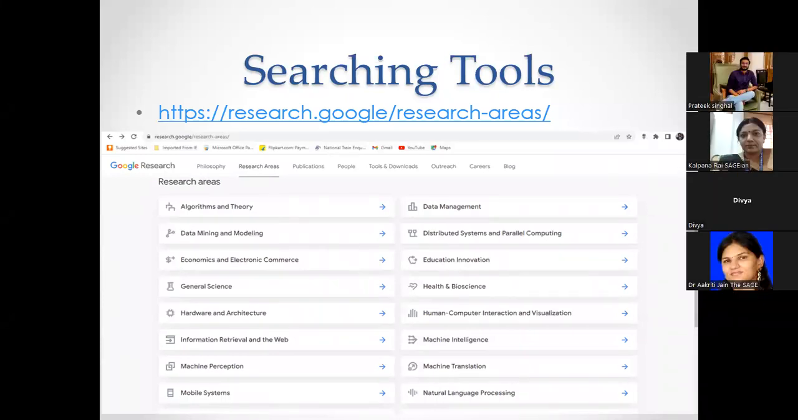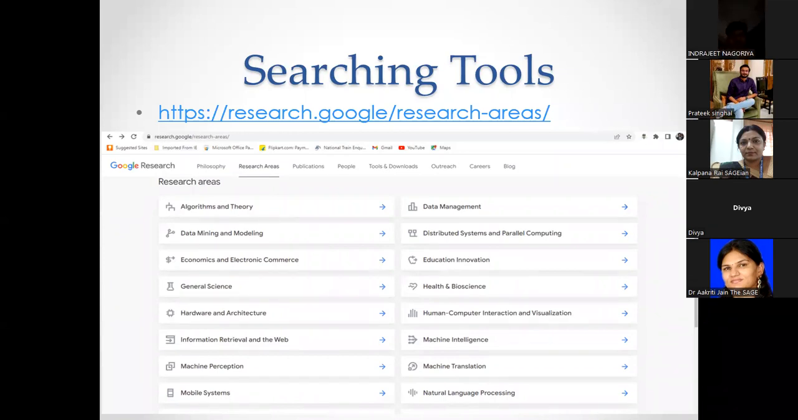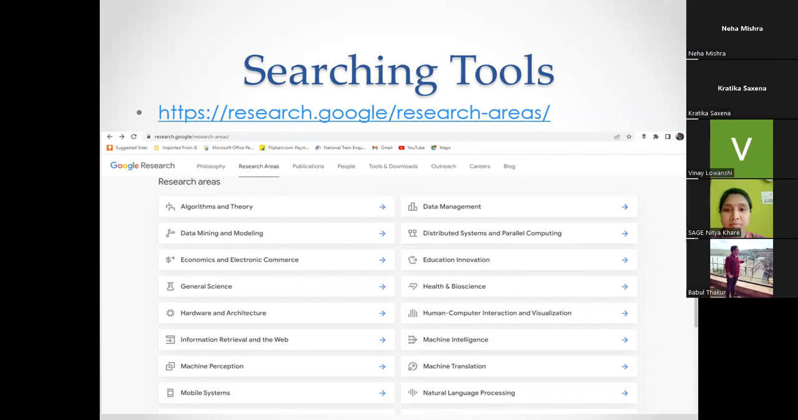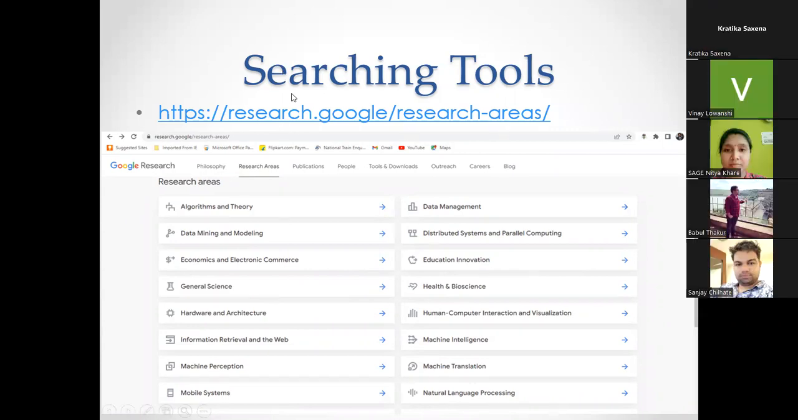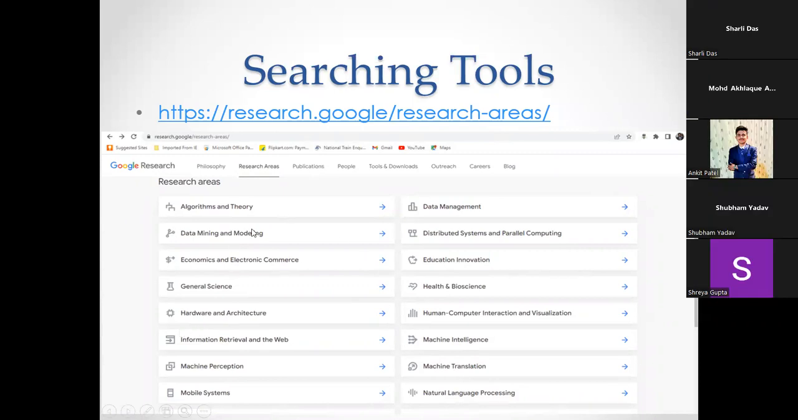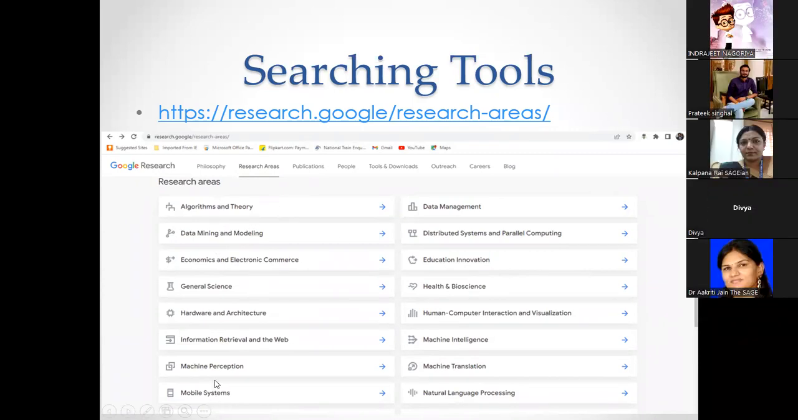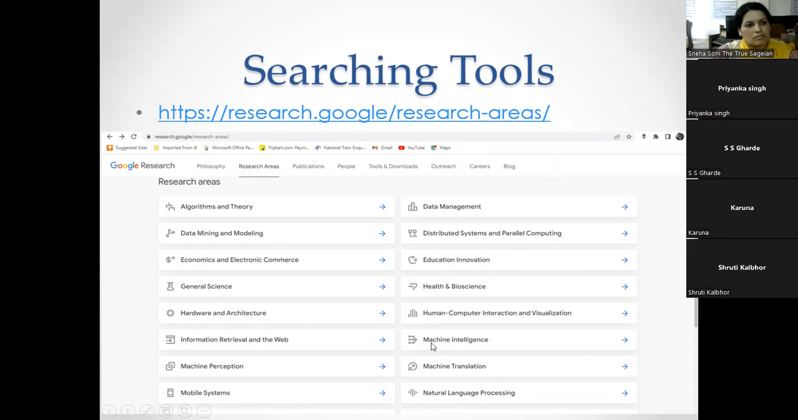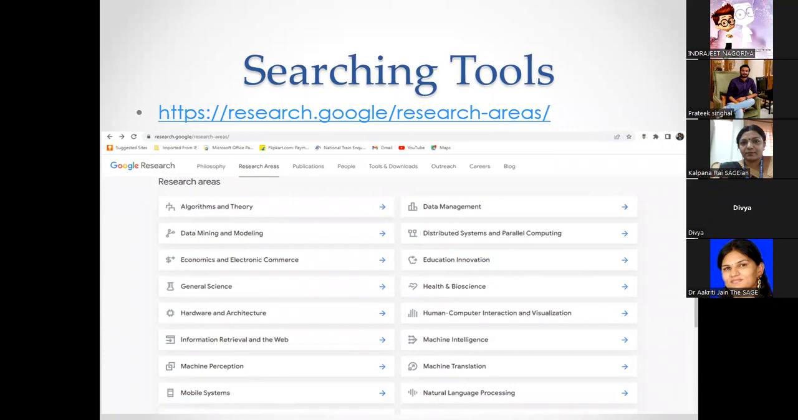So the first one is research.google. This is the most common website where you can find recent trends, meaning which kind of research is going on. Different research papers you can find. For example, in this link you can see that different areas are given: machine perception, machine translation, machine intelligence. If you click on machine intelligence, you will get the basic knowledge of it, and the different papers published on machine intelligence till now.